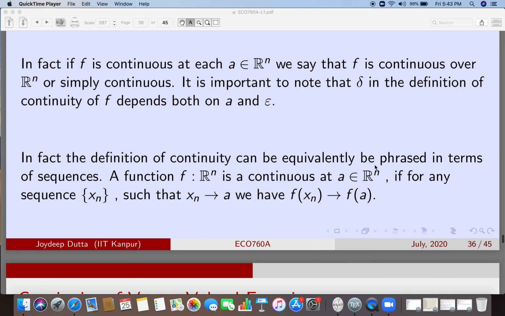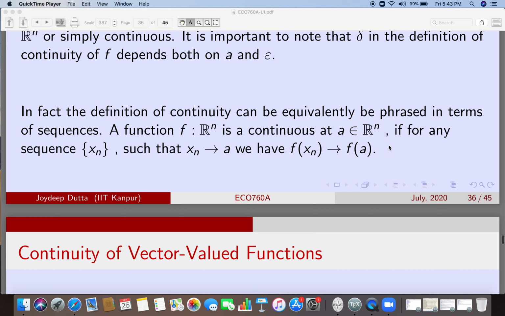That's it. There is also a sequential definition: a function is continuous at A if and only if for any sequence xn such that xn goes to A, f of xn goes to f of A. It simply says that the limit and the function are interchangeable, meaning the limit of f of xn is f of the limit of xn. That's the idea.